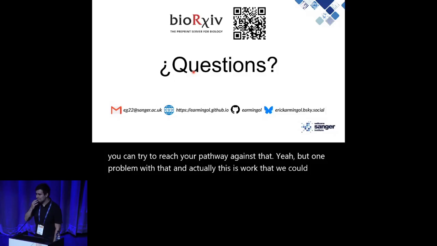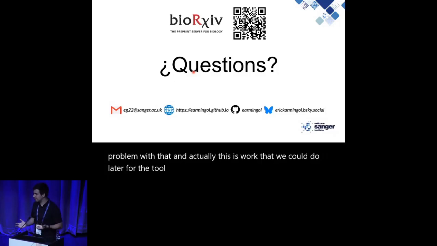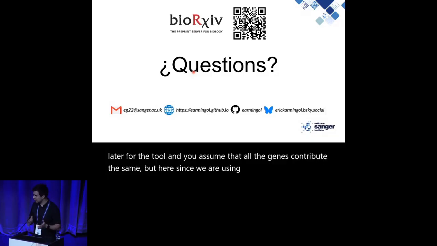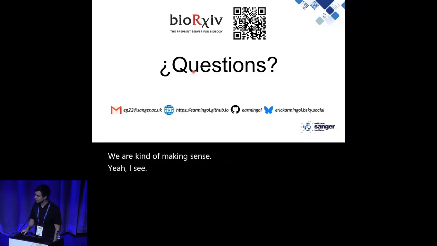the tool. You assume that all the genes contribute the same, but here, since we are using the GPR rules, we are kind of making things... I mean, using the GPR rules. Yeah, I see. And use them instead of the gene levels and try to enrich reaction sets, like moving from gene sets to reaction sets enrichment. So maybe you can have some p-value and some more statistical power as compared to a simple average.